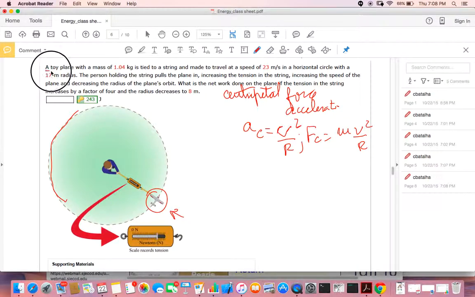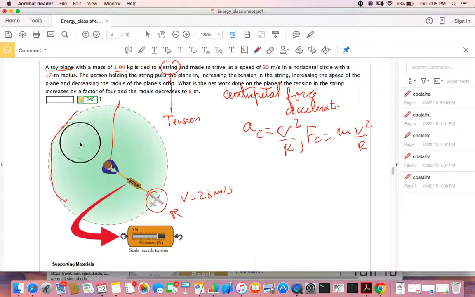So let's read the problem. We have a toy plane, the mass is given, it's tied to a string. So if there is a string, there is what? Tension. Very good, there is tension. It's made to travel at a certain speed. So I have a speed, 23 meters per second. The radius is given. So this distance here, not 1.7, but 17 meters. The person holding the string pulls the plane in, increasing the tension in the string, increasing the speed of the plane and decreasing the radius of the plane's orbit.